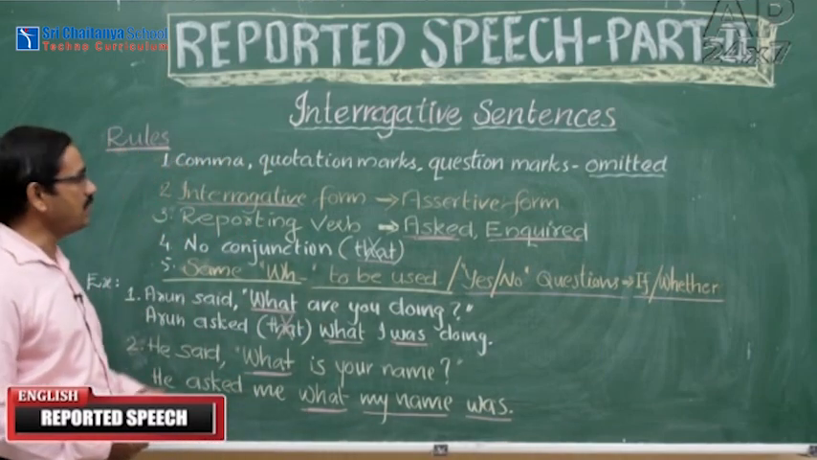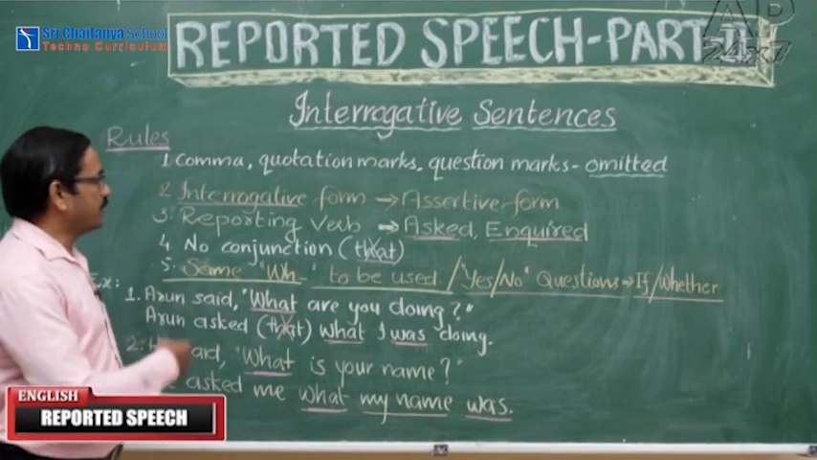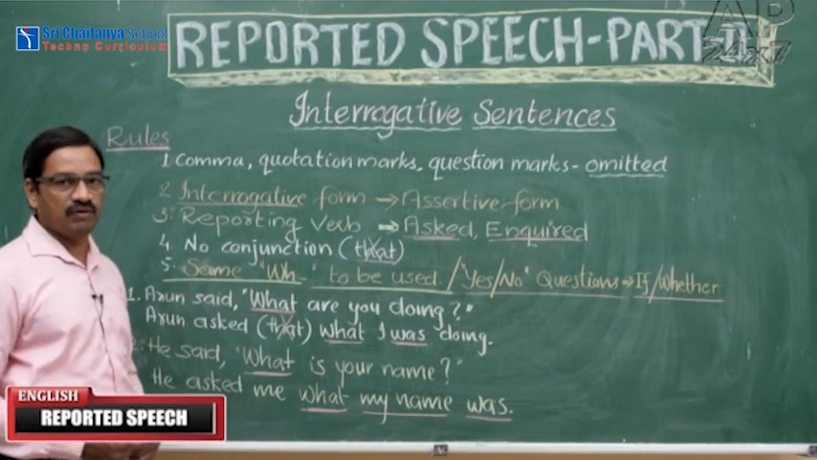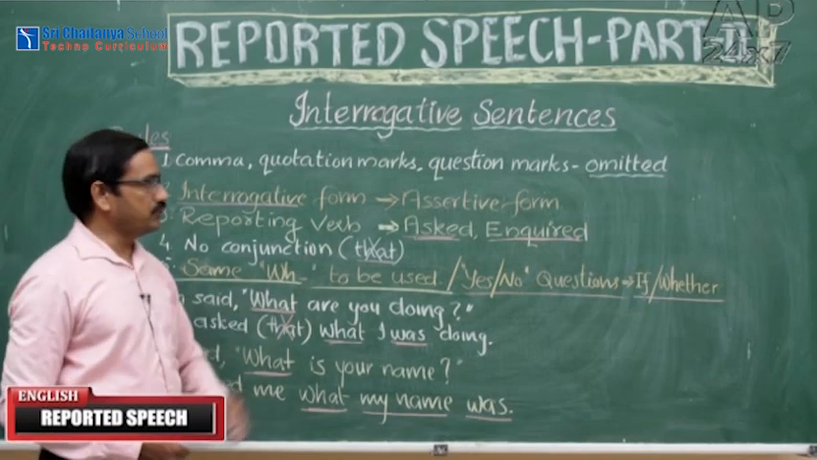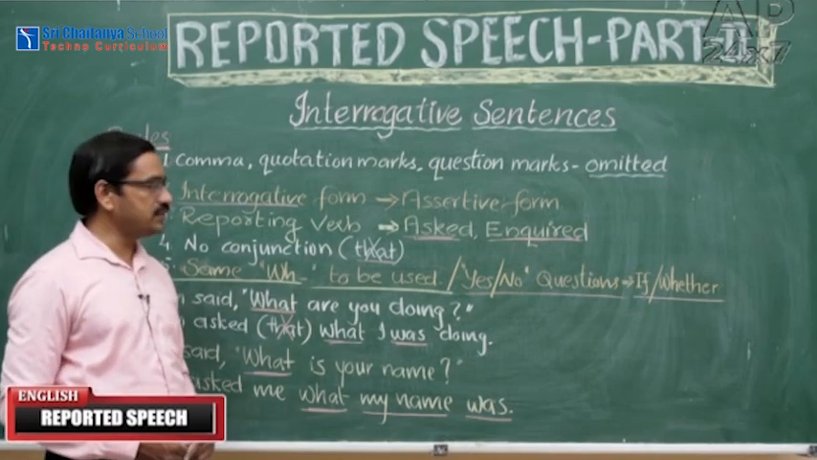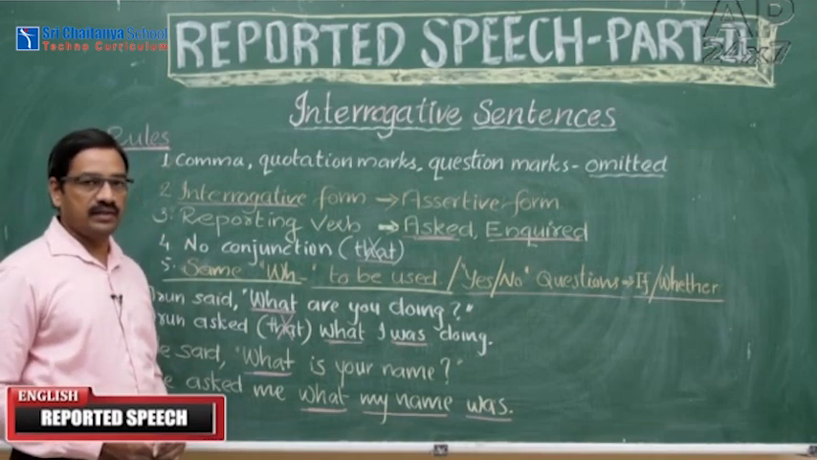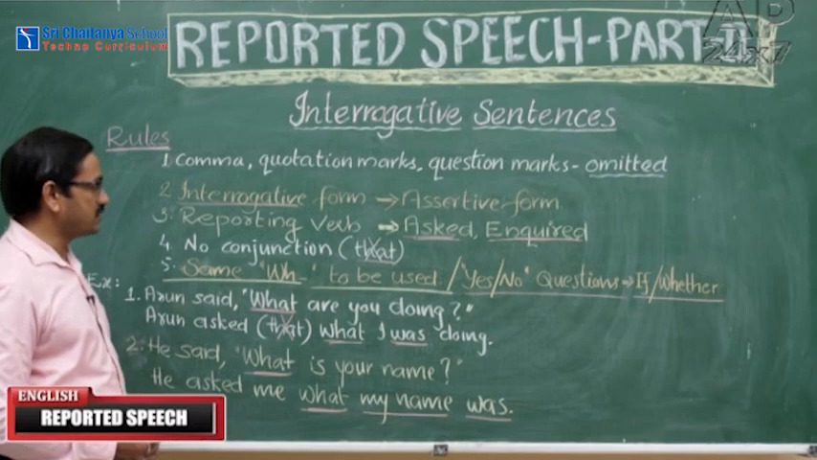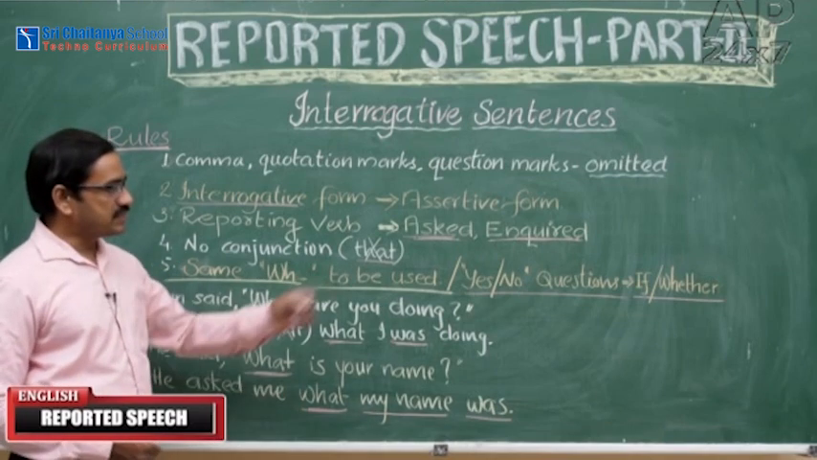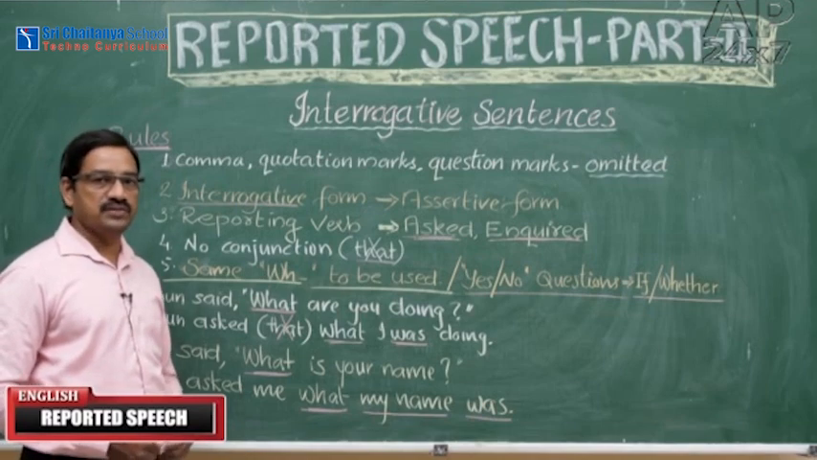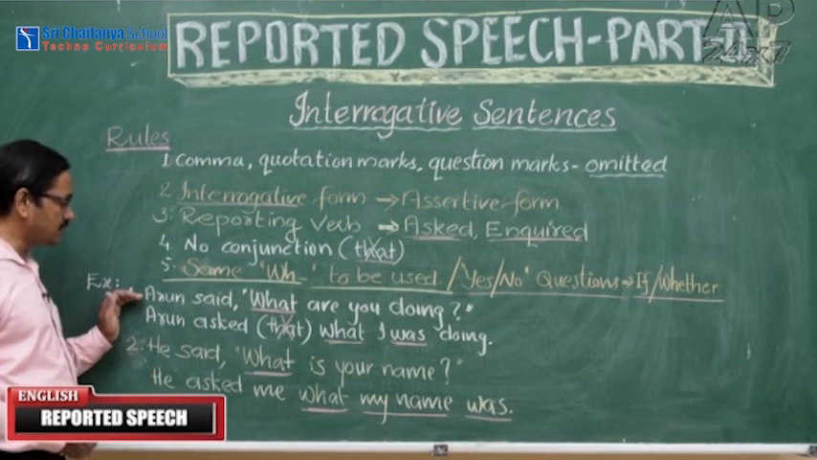So once again, let us see. Comma, quotation marks, question marks are omitted, and the interrogative form becomes an assertive form in the indirect speech. For the reporting verb, we have to use asked or inquired. No conjunction that is added in the interrogative indirect speech. The WH word has to be repeated. If it is a yes or no type of question, we have to use if or whether. Let's see a few examples.